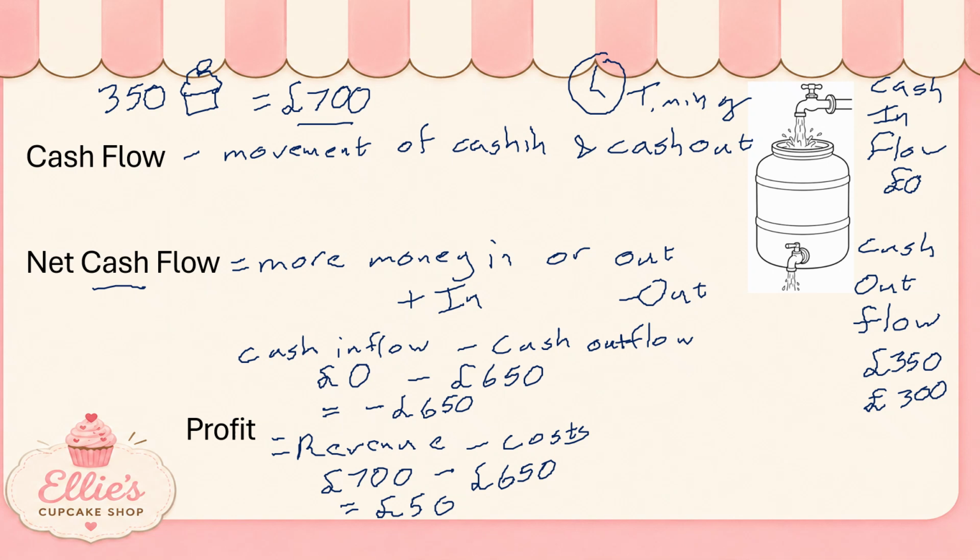So what if she could earn more money from every cupcake she sells? At the moment, she's selling them for £2 each. And what would happen if she charged £3? Would it help the business, or would the customers stop buying? We're going to look at that next.